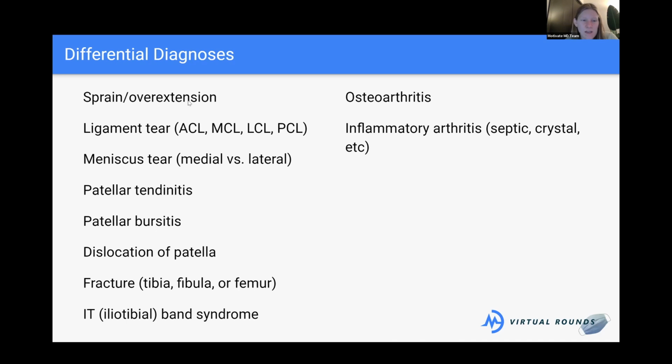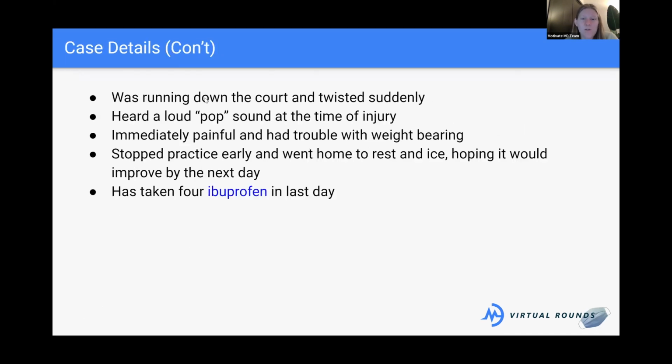So some more information on the case. This patient was running down the court and he twisted suddenly and then heard a loud pop at the time of his injury. So that's an important piece of his history, right? That's a definitive moment that happened and there is a sound associated with it. Sometimes that's not always the case. If they had described it as a snap or something, you might think more of a fracture or something to do with the bones. This popping sound is associated with one of the injuries that we had on the other slide. So we'll go through that a little bit more later.